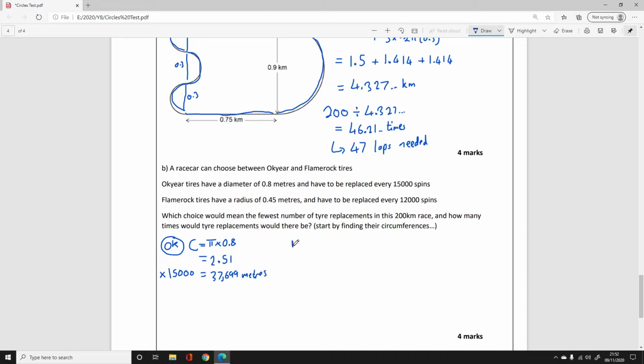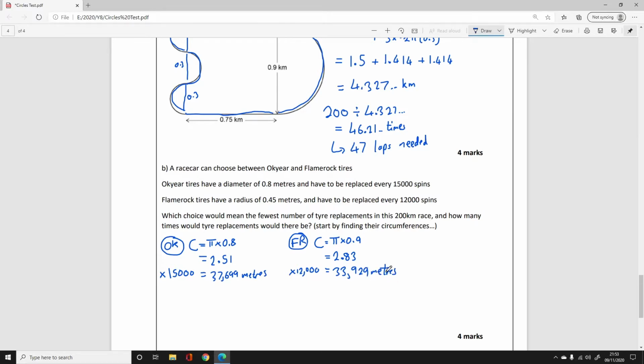If we look at Flame Rock, their circumference is equal to pi times 0.9, because the diameter is 0.9 in that case. If the radius is 0.45, you double it. That's 2.83 or thereabouts, and they need to be replaced every 12,000 spins. So we need to times that up by 12,000, and we'll get that they get replaced every 33,929 meters.